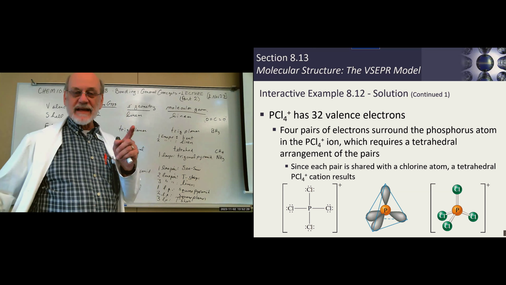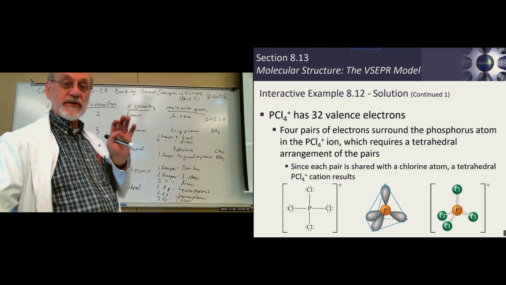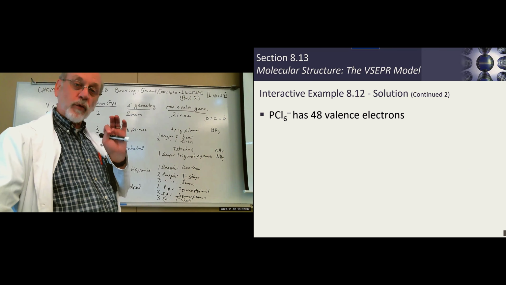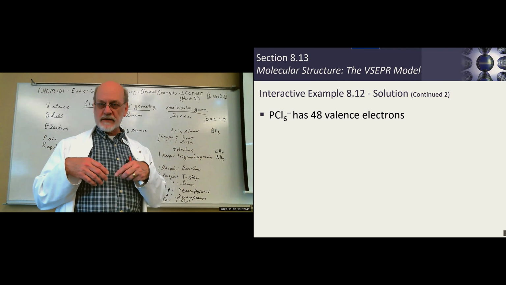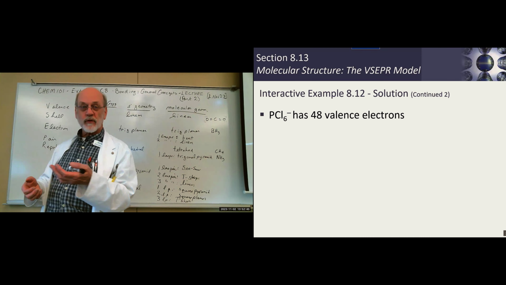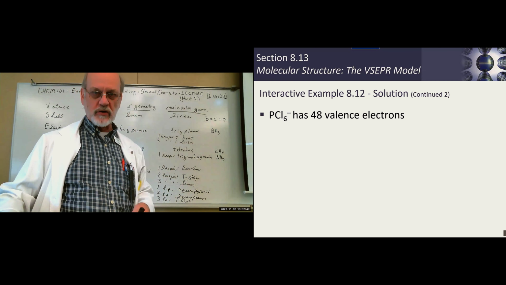Okay. If we look for the PCl6 minus, now we have 48 electrons. Just add them up. Right? 6 times 7 is 42, and phosphorus is 5, 47 plus 1 is 48. Right? We have to add 1 for the charge.